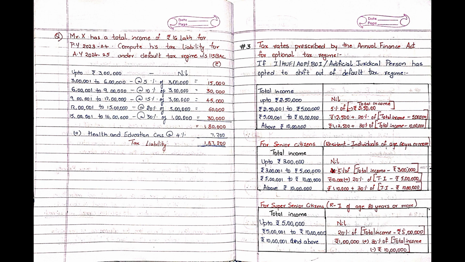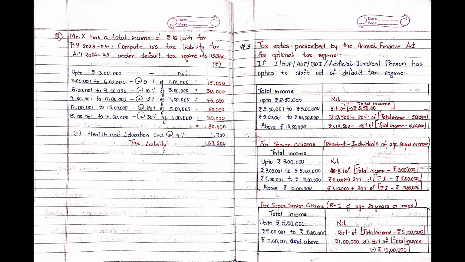The tax rate is nil. If the total income exceeds 5 lakh and it is up to rupees 10 lakh, then 20% of total income minus rupees 5 lakh is chargeable as tax. If the total income exceeds rupees 10 lakh, then 30% of total income minus 10 lakh plus rupees 1 lakh is added.